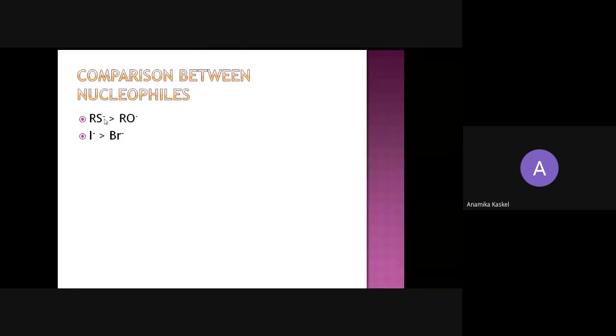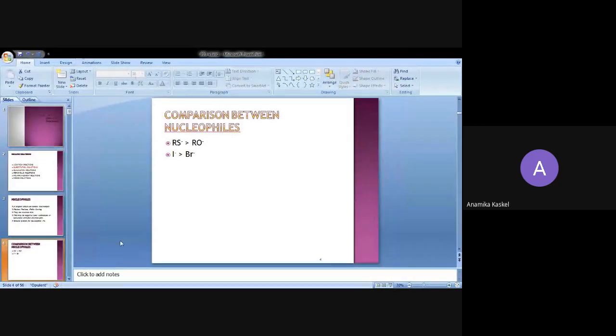If you compare RS minus and RO minus, which one is much more nucleophilic? Anybody, please? The answer is given. That means RS minus is much more nucleophilic than RO minus. It is given. Now the question is why. Why is RS minus much more nucleophilic than RO minus? Anybody?